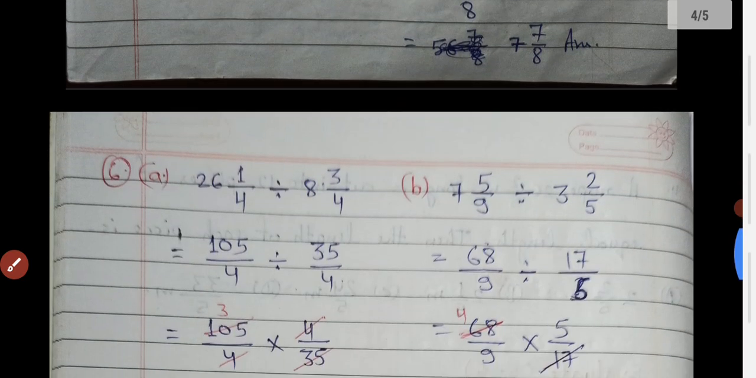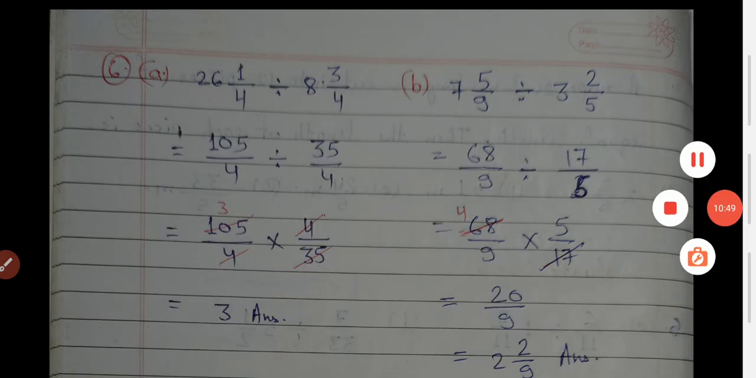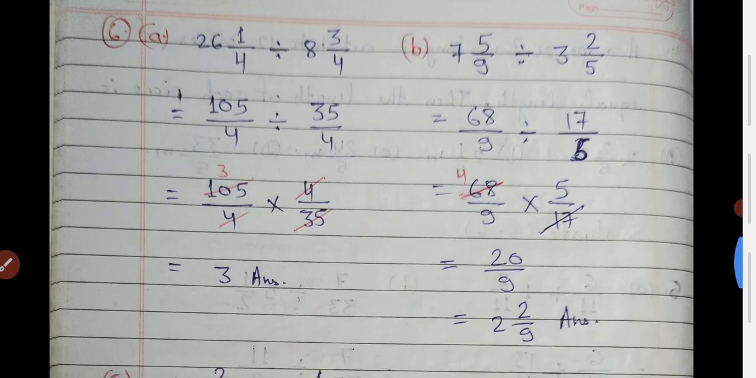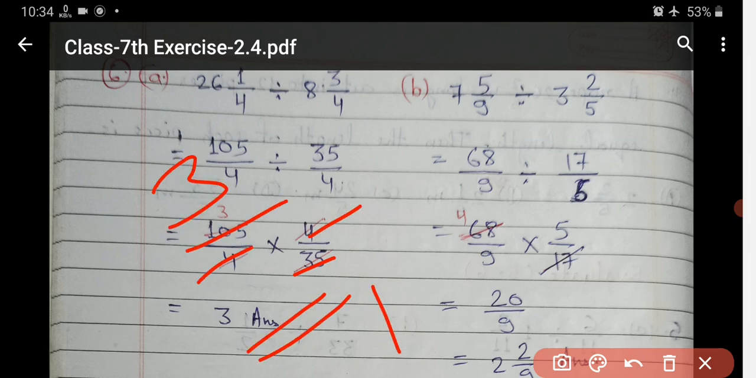Okay. Now come on to the next question, number 6, A part. 26 and 1 by 4 divided by 8 and 3 by 4. Now just multiply 26 times 4, you get 104, and then add 1, it becomes 105. Then 105 upon 4 divided by 8 times 4 is 32, and 32 plus 3 is 35 by 4. Now just convert this divide into multiply, the number will reverse. Now 35 threes are 105, cut 4 by 4. So you get 3 as your answer.